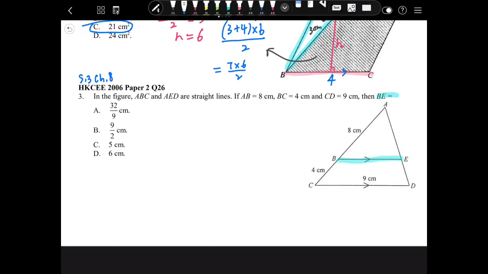So we are using the ratio of similar figures: 8 over the entire length, 8 plus 4, equals BE over 9. Then we can solve BE as 6 cm, so the answer is D.